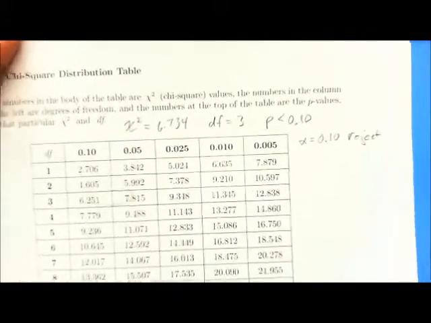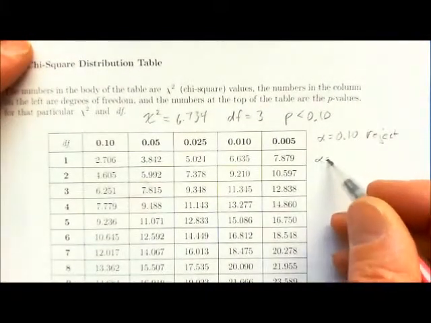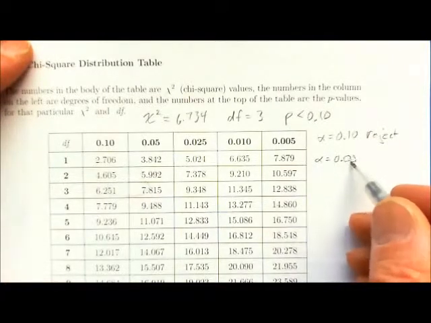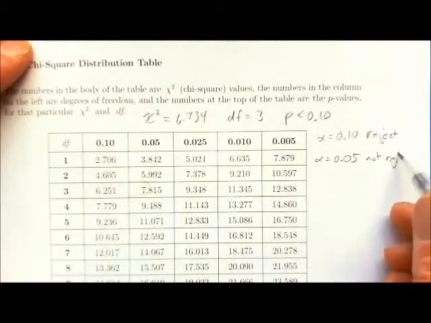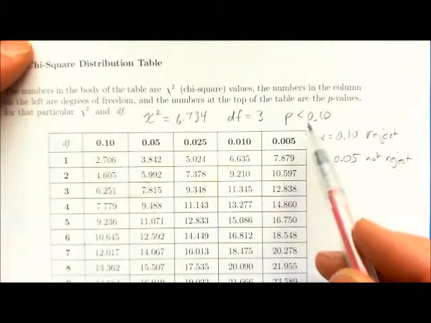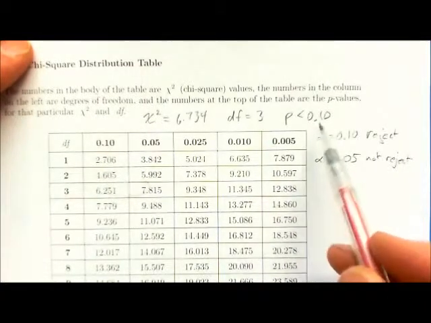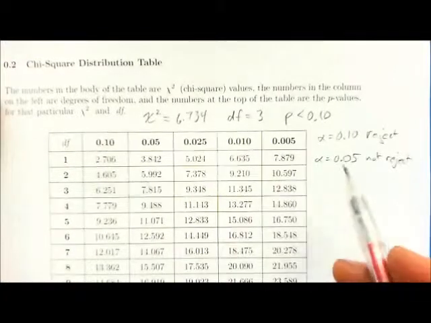In the event that the level of significance, which had been set ahead of time, would have been 0.05, then in this case we would not reject, because our p-value is not less than 0.05. We know it's less than 0.10. So that's our conclusion in this case.